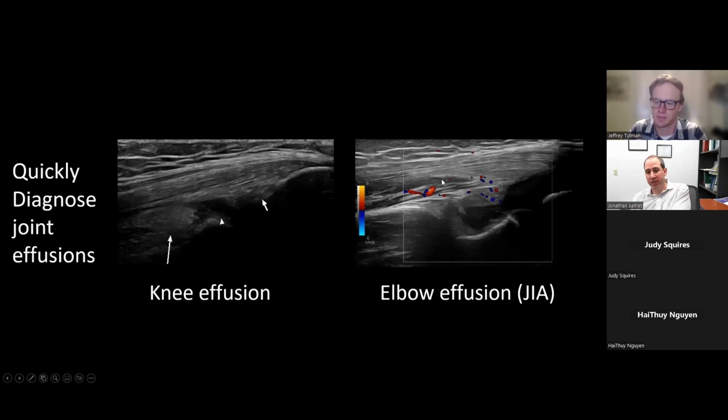So we look from posterior, and you can see here the triceps tendon. This is the back of the humerus, right? So the olecranon fossa. You look right over here, you see a big joint effusion, synovitis, hyperemia. This was juvenile idiopathic arthritis.